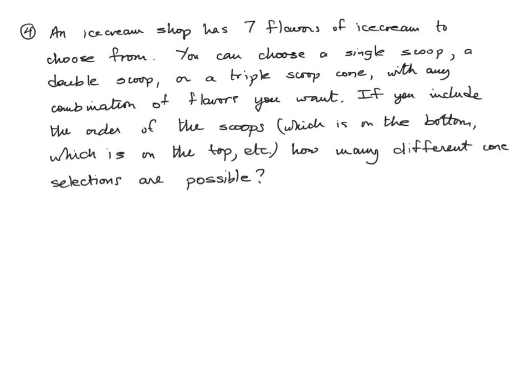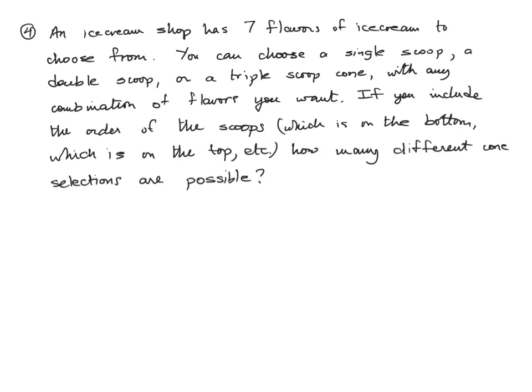You can choose a single scoop, a double scoop, or a triple scoop with any combination of flavors you want. If you include the order of the scoops, which one's at the bottom, which one's at the top, etc. So for example, vanilla on bottom, chocolate on top is different from chocolate on bottom, vanilla on top. Then how many different cone selections are possible?